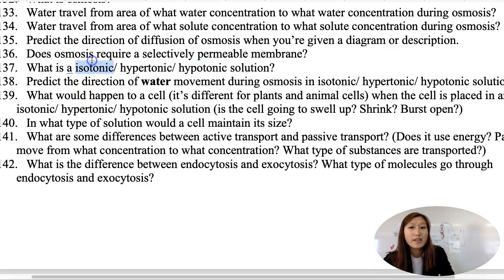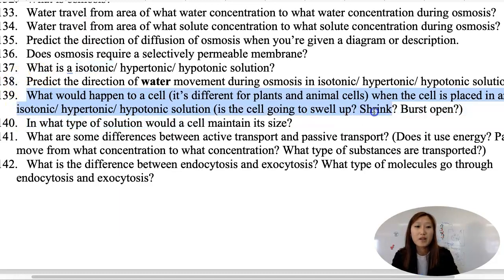Okay, last word is called isotonic. So isotonic, iso means equal. That just means the cell and the solution have equal concentration. Water will still move, but water will move into the cell and out of the cell at the same speed. Okay? So we're done with 39 as well. We're talking about 38 and 39, so we're good with both of those. In what type of solution will a cell maintain its size? That will be the isotonic solution because there's equal amount of water moving in and out.